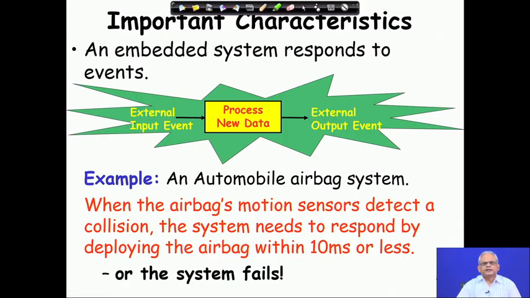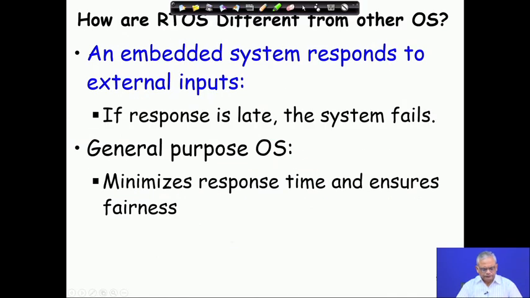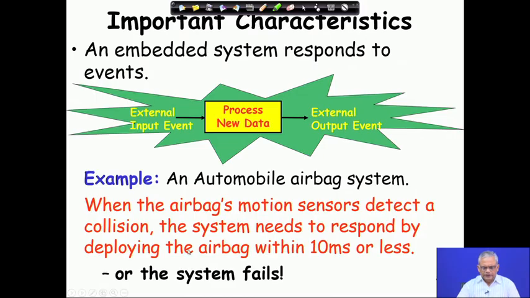One of the very simple examples may be an automobile airbag system. So, whenever there is an automobile crash, the motion sensors detect a collision, and the system needs to respond by deploying the airbag within 10 millisecond or less. Otherwise, we will consider the system to have failed.